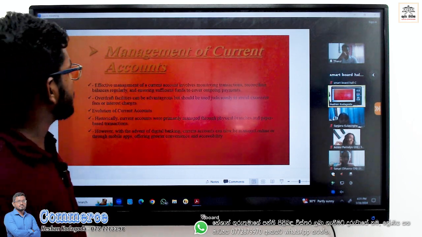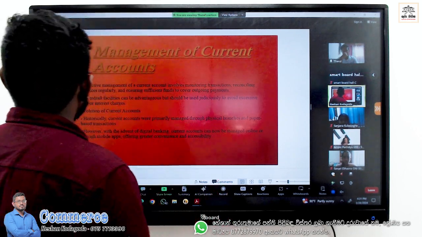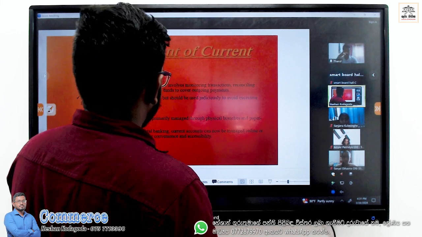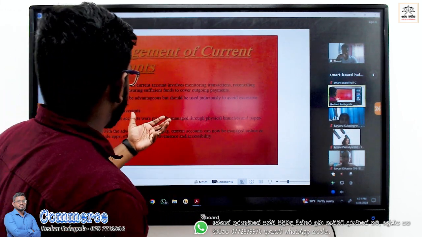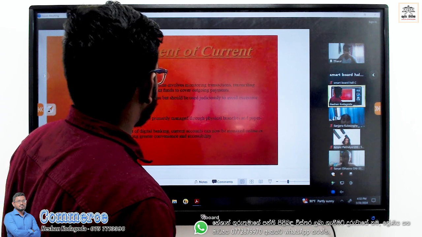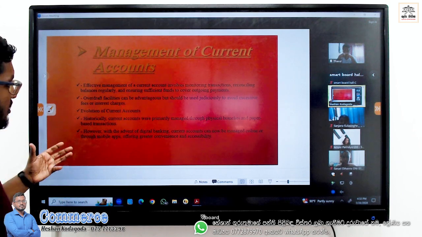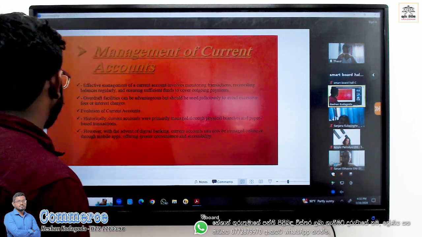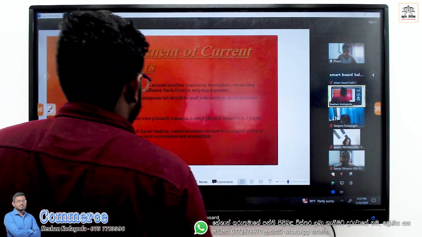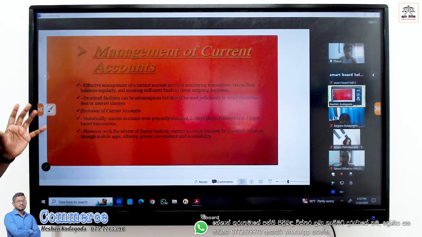Then management of current accounts. Effective management of current accounts involves monitoring transactions, reconciling balances regularly, and ensuring sufficient funds to cover ongoing payments. The overdraft facility can be advantageous, but should be used judiciously to avoid excessive fees and interest charges. Evolution of current accounts: historically, current accounts were primarily managed through physical branches and paper-based transactions. However, with the advent of digital banking, current accounts can now be managed online through mobile apps, offering great convenience and accessibility. Okay, other part, please.